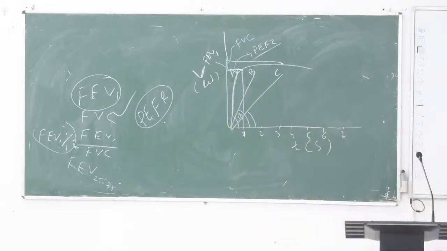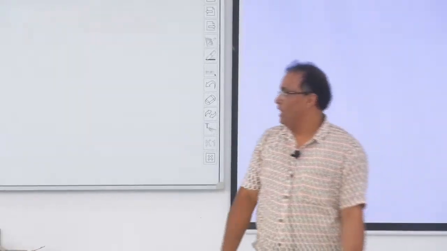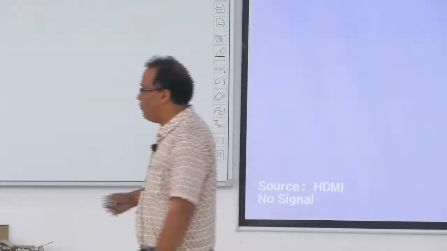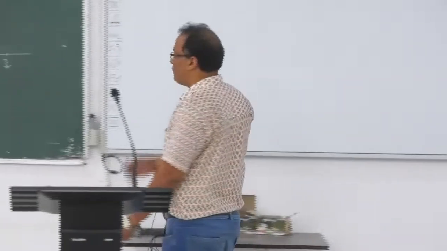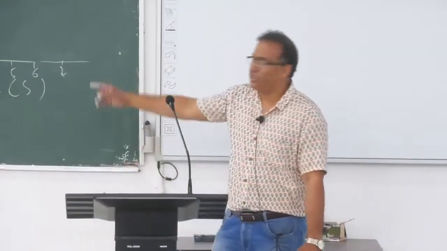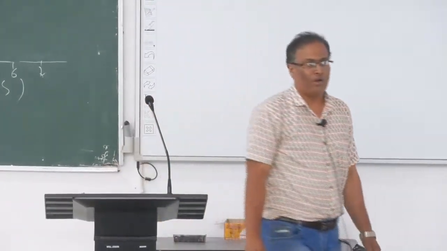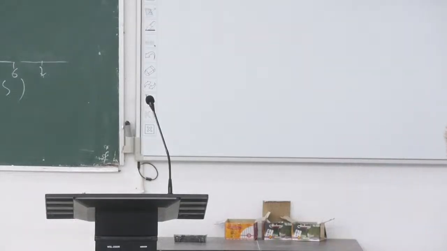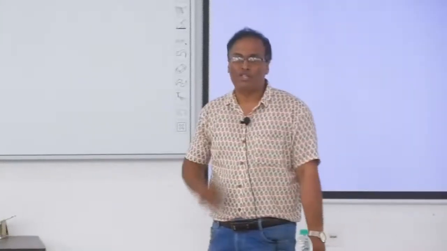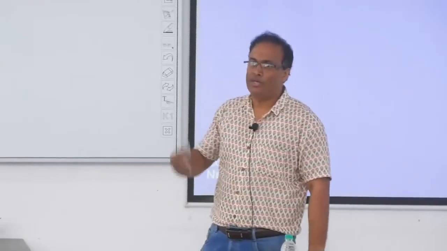So FEV1 means forced expiratory volume in one second. That is why the ratio is important, not the single value, to distinguish obstructive from non-obstructive disease. The individual value of FEV1 is important only for the severity grading of the disease.